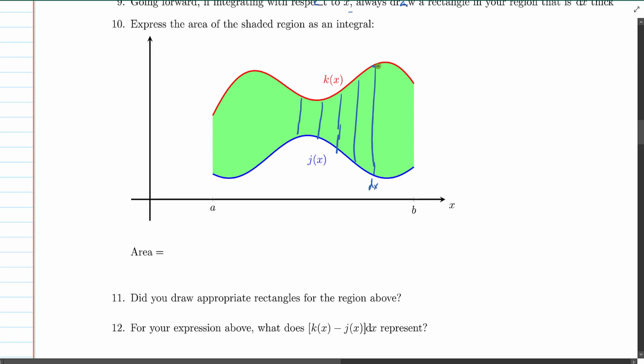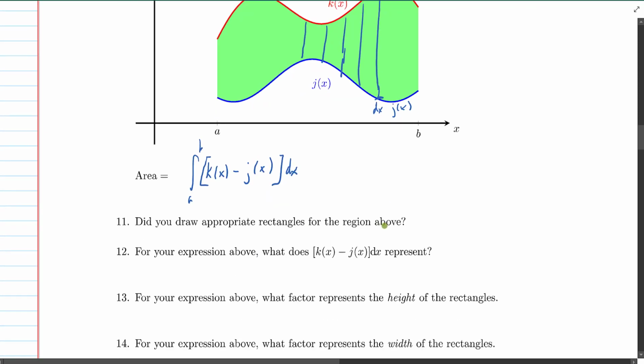Well, the height of this rectangle right here is this height, k of x, minus this height here, which is j of x. If I look at the difference between those two, I'll have the height of that rectangle. And that leads us to understanding how we're going to take the area between these two curves. We're simply going to take the heights of the rectangles, which is the upper curve minus the lower curve, and multiply that by the widths of those rectangles, which is dx.